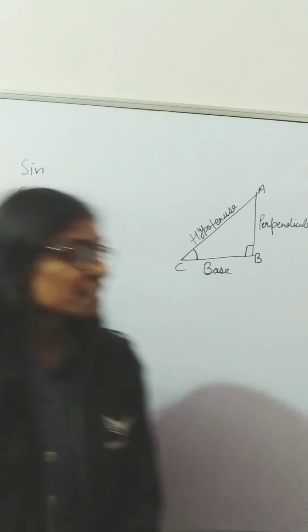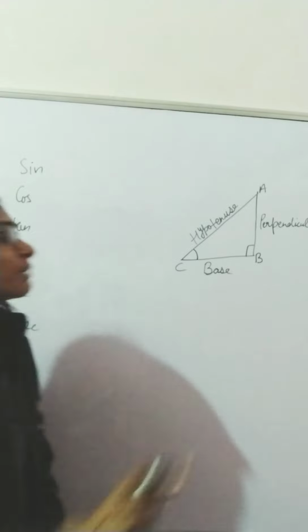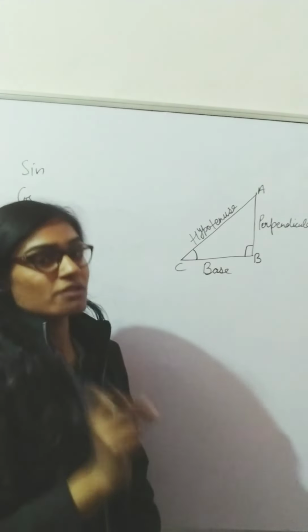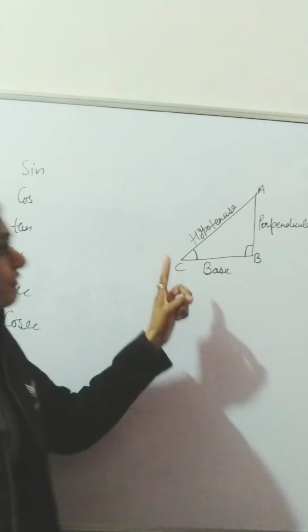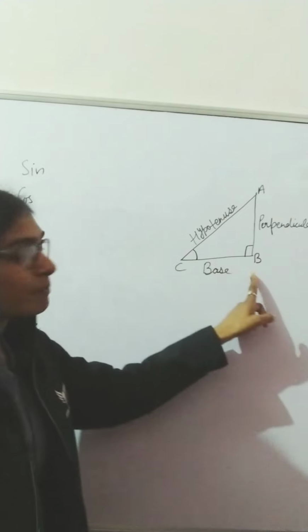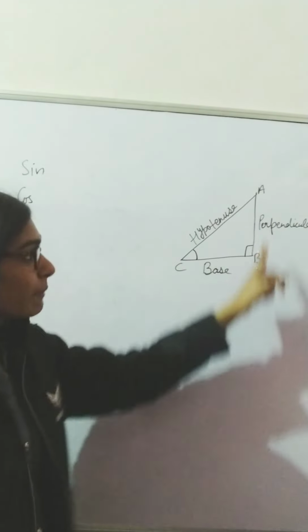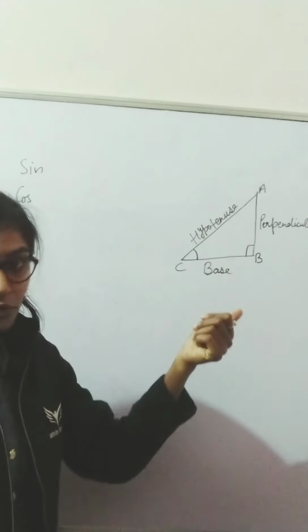Here we consider a triangle ABC right angled at B, and we have to find all the trigonometric ratios with respect to angle C. With respect to angle C, and angle B being 90 degrees, BC becomes the base, AB is the perpendicular, and AC becomes the hypotenuse. Now we discuss trigonometric ratios with respect to angle C.